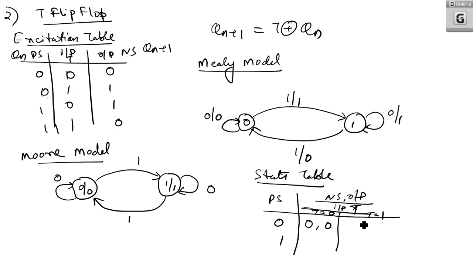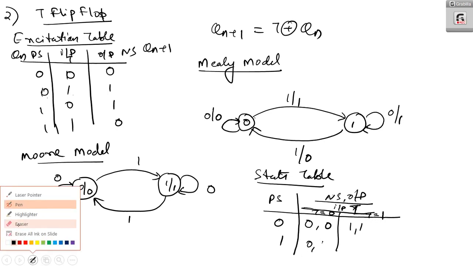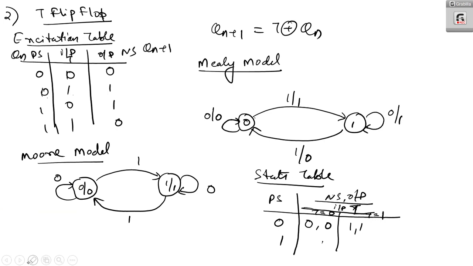That means it will get toggled. Okay, so next state is 1 with the output 1. That's it. Here again, when T is equal to 0, you will get 0 comma 1 comma 1. You will get 1 comma 1. There we will get 1 comma 1. Okay. Here we get 0 comma 0. So that is the state table of this.